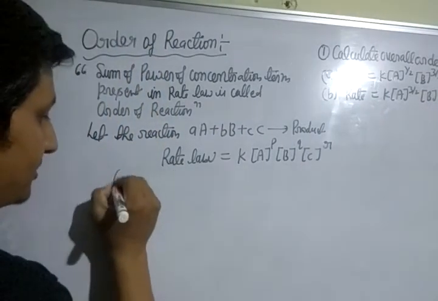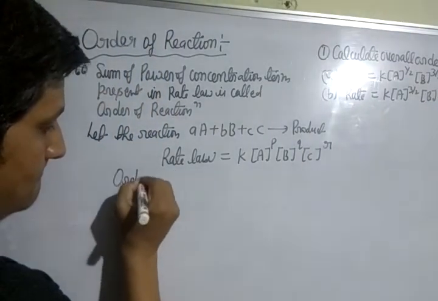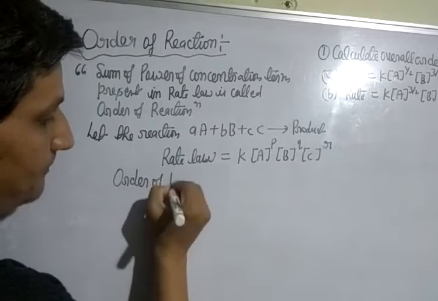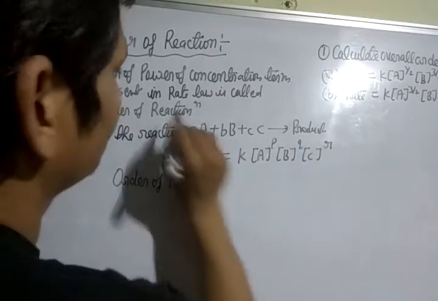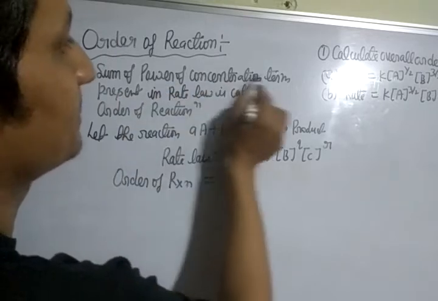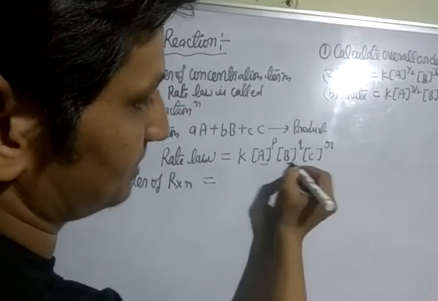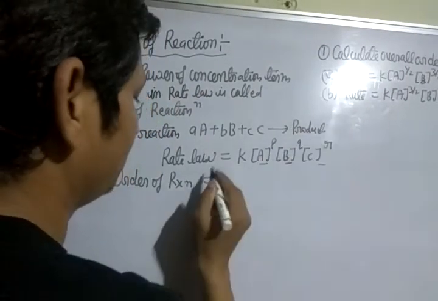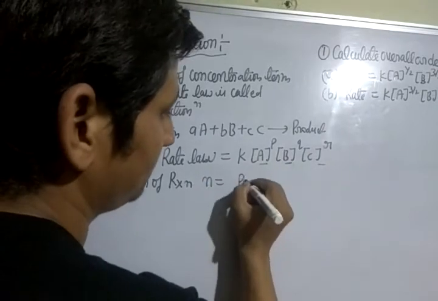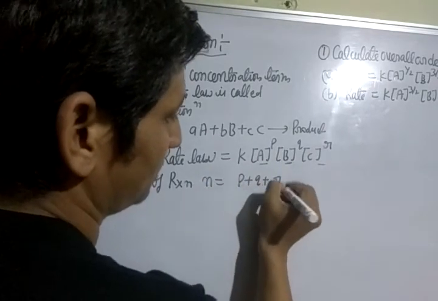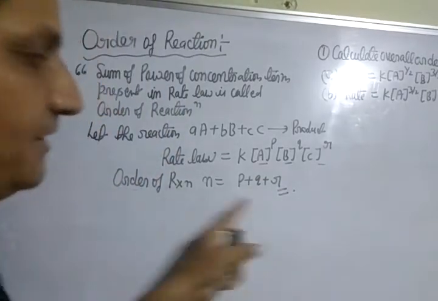So order of reaction is equal to sum of power of concentration terms. These are concentration terms, so sum of their power. Order of reaction n is equal to sum of their power, P plus Q plus R. So this is the order of reaction.